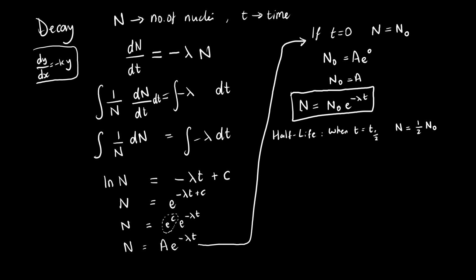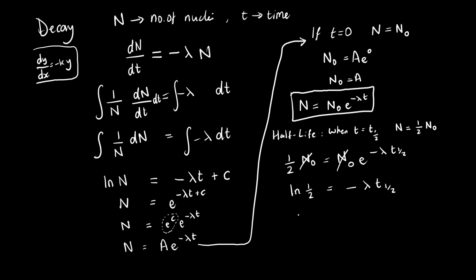So let's put this into our equation. Replace n with a half n naught. So I've got a half n naught equal to n naught e to the minus lambda t a half. So the half-life, it's not t times a half, it's t subscript a half. Now I can divide both sides by n naught, so they're going to cancel. The opposite of doing e is log. So I have log of a half equals minus lambda t a half.